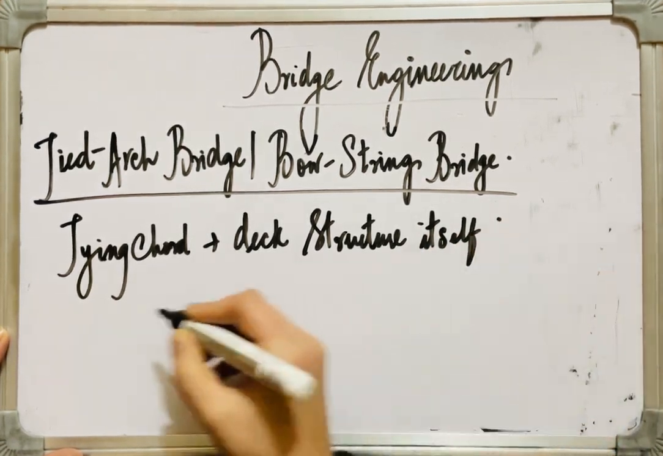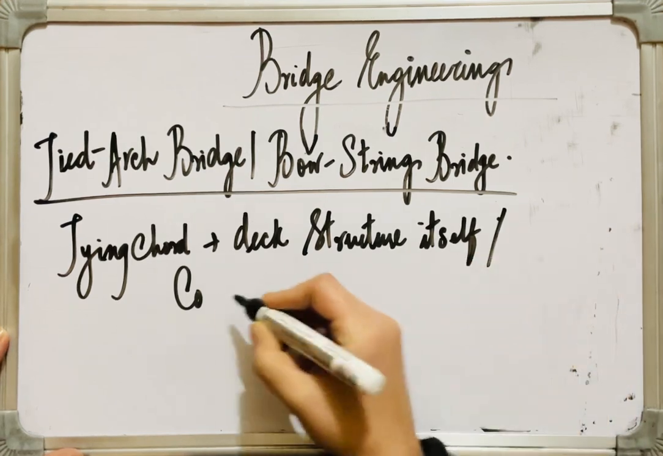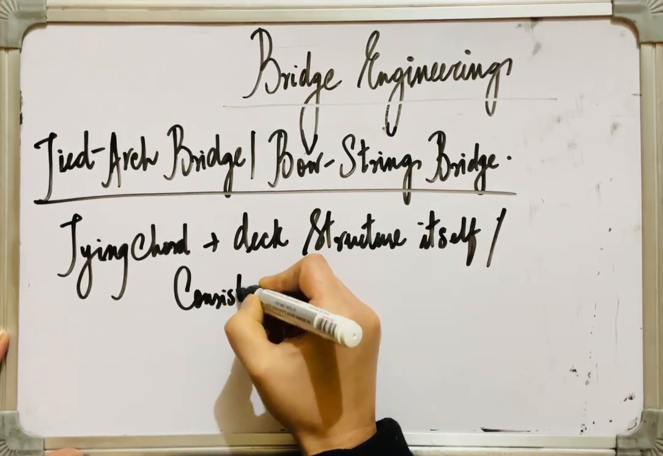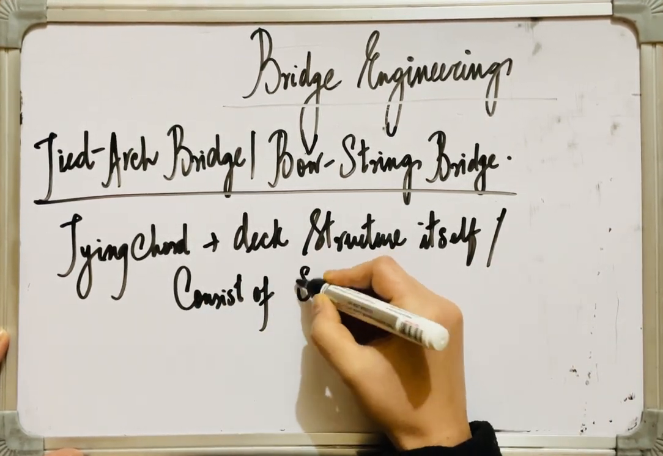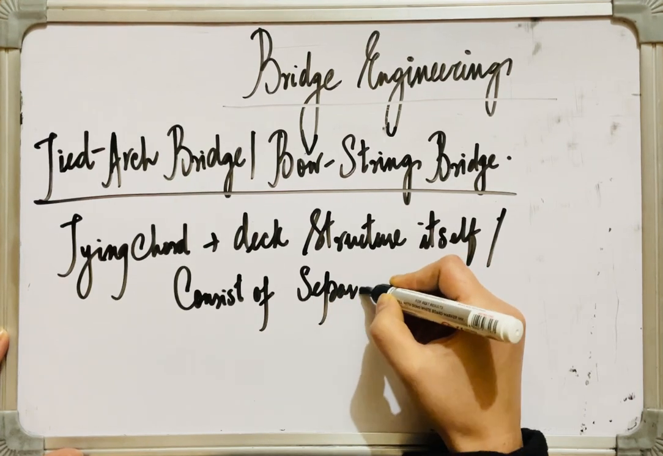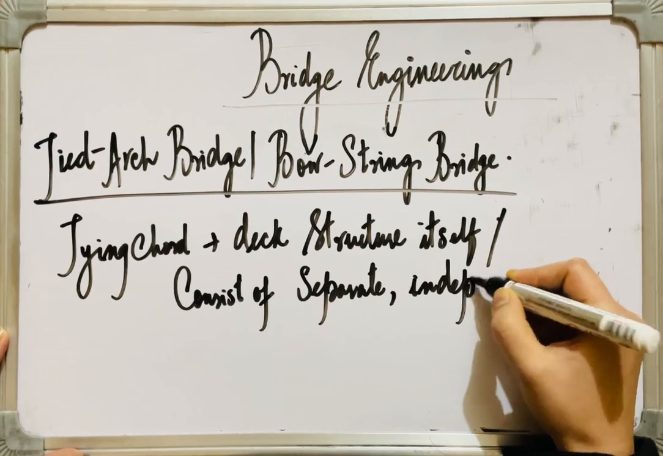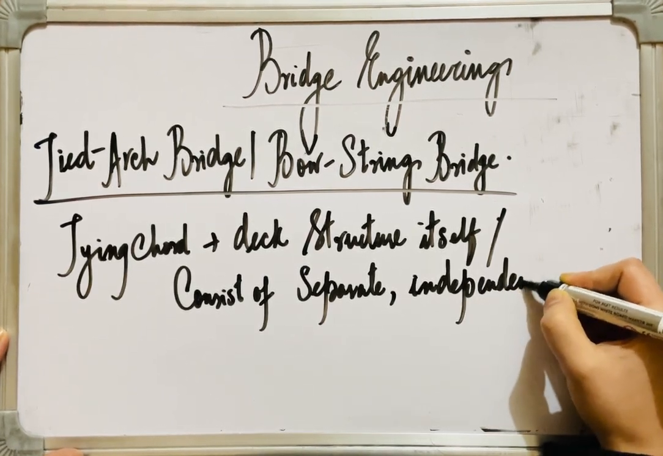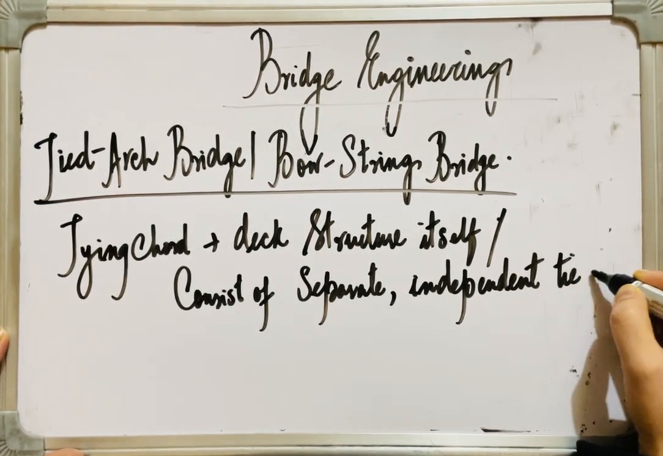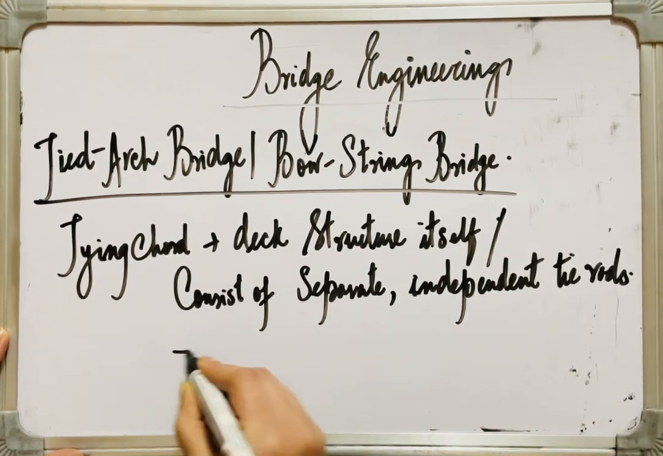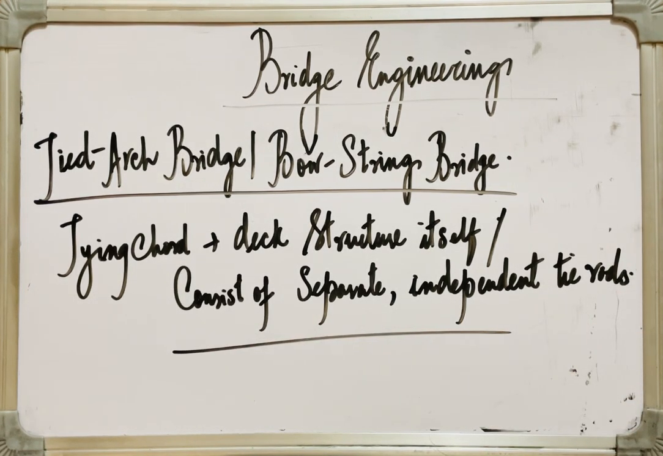Or it may consist of separate, independent tie rods. All right. So this tying cord may be the deck structure itself, or it may consist of separate, independent tie rods. I'll show you one diagram.